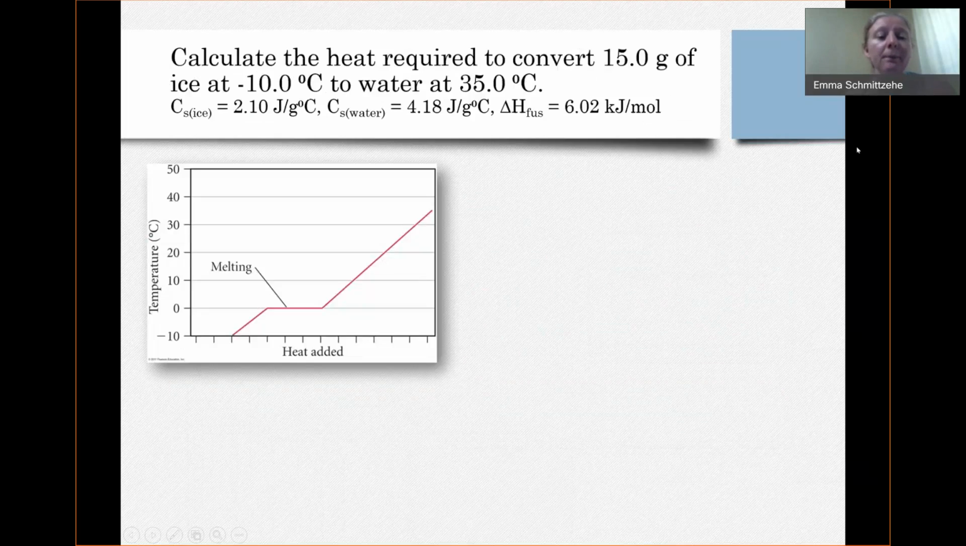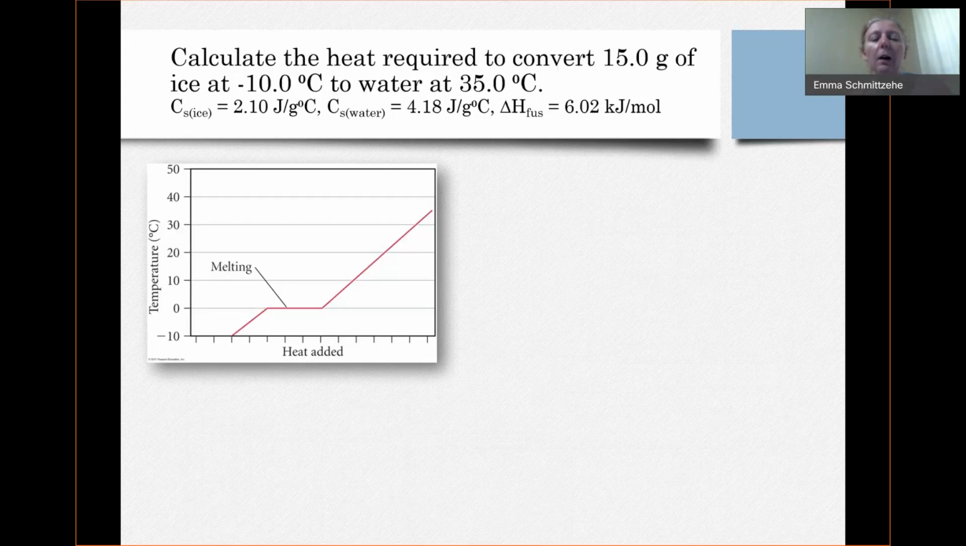So this first one, I give you a heating curve for it to show what I'm wanting to know. But it says calculate the heat required to convert 15 grams of ice at negative 10 degrees C to water at 35 degrees C. I give you the specific heat of ice, the specific heat of water, and the enthalpy of fusion of water. And remember, ice and water, that's all H2O. When we call it ice, we're talking about it in the solid phase, and when we call it water, we're talking about it in the liquid phase.